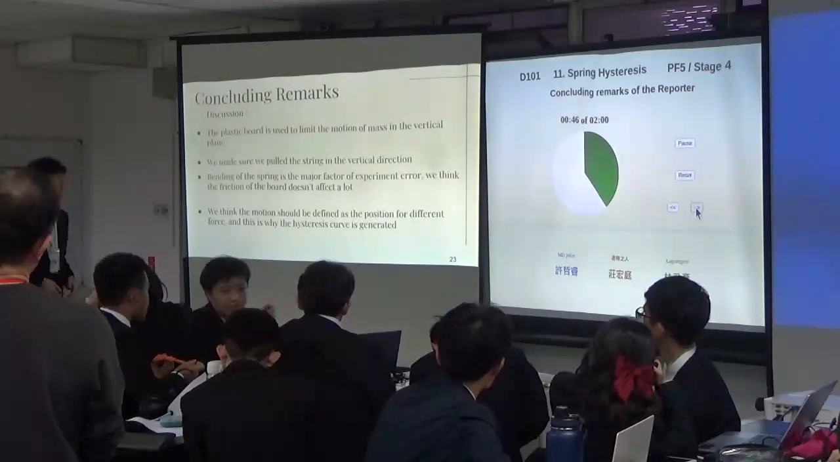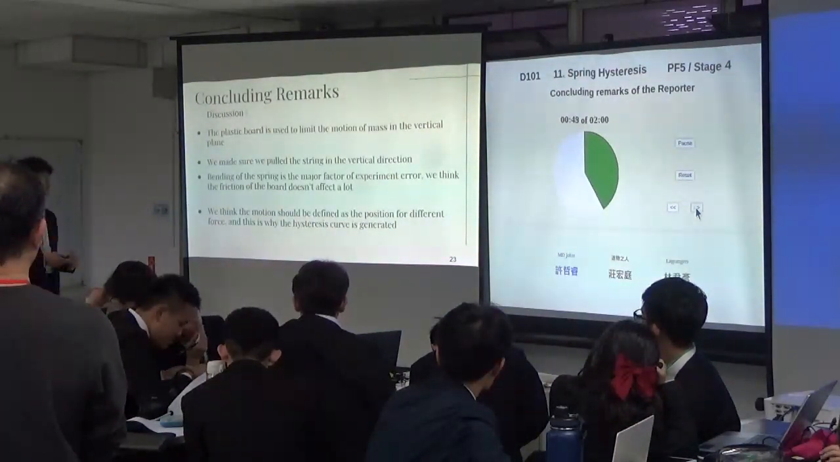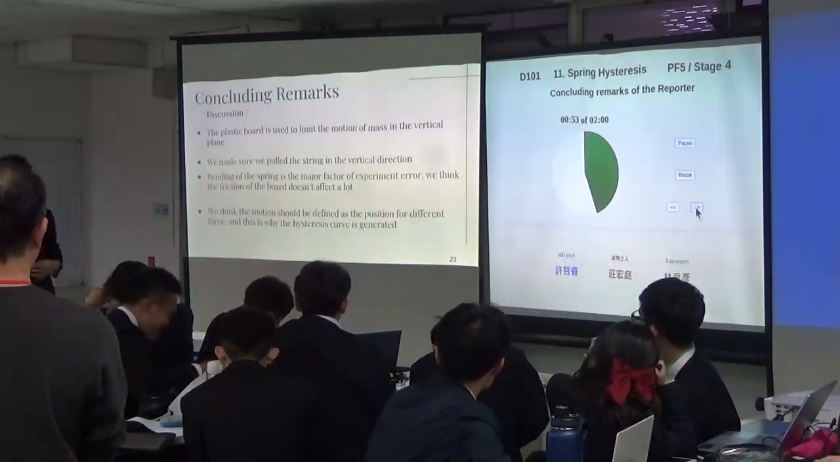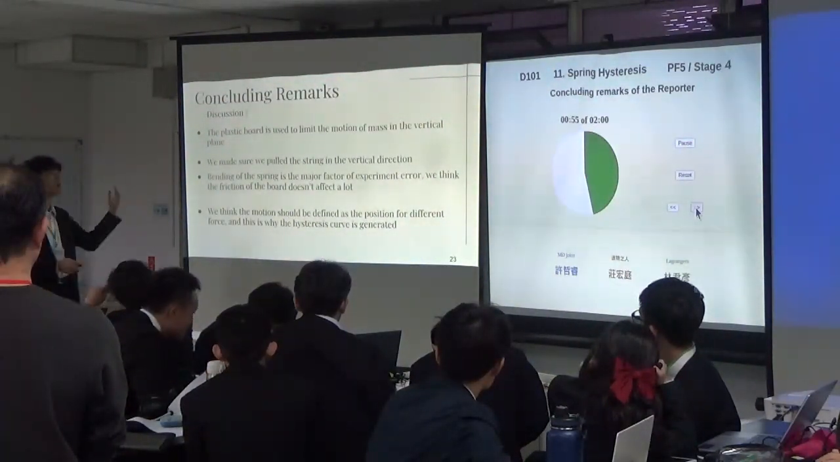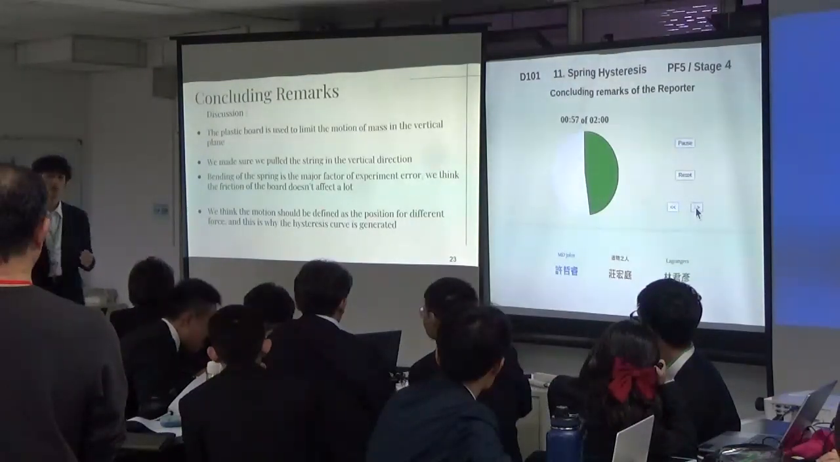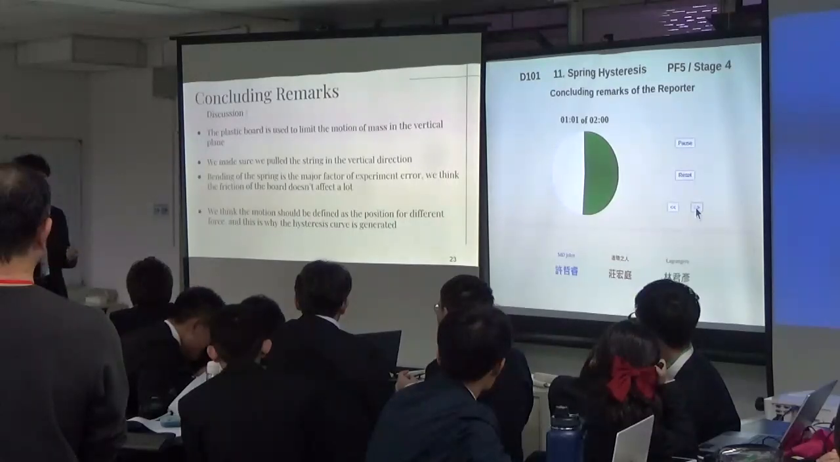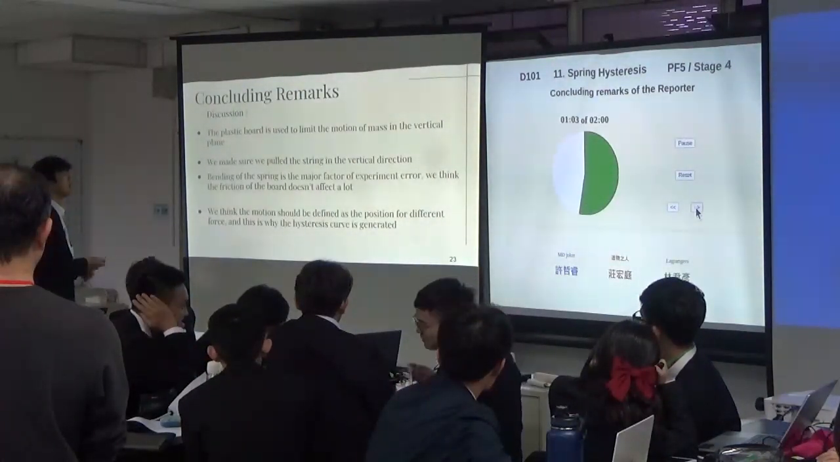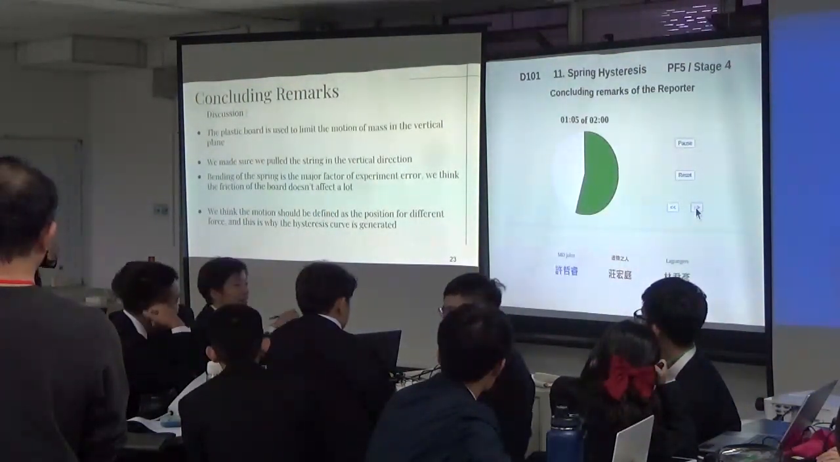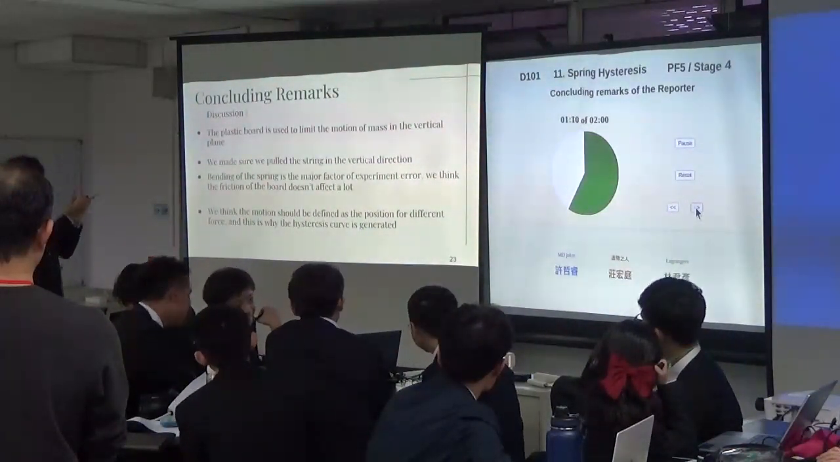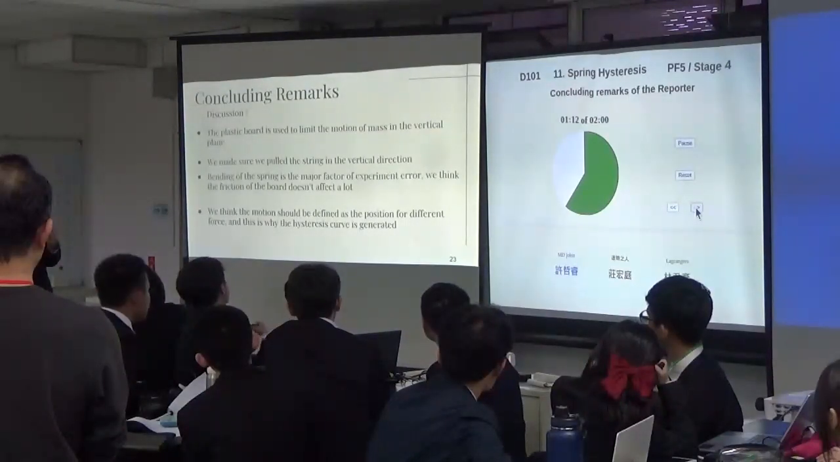And for discussion, the plastic board seems to limit the motion of the mass in the vertical plane. And I think that the reviewer gave us a pretty good suggestion on how to improve our device, but we don't have the things they use. So I think that maybe we can improve it in future experiments. And we make sure that we put the string in the vertical direction. So if it is more than 5 degrees from the vertical direction, we won't take that into account.